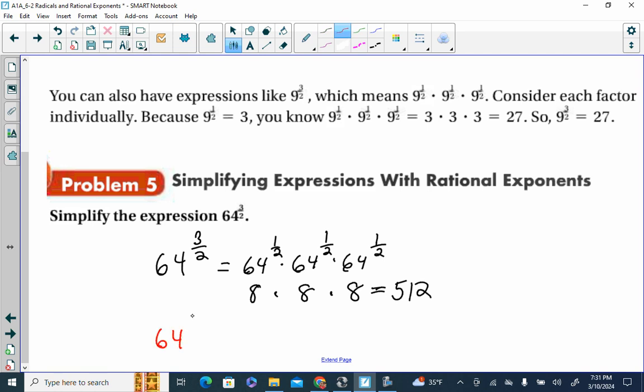Another way of thinking about this number would be this. Let's look at it another way. 64 to the 3/2. We want to take the square root of 64, which is 8, but then I have to use it as a factor 3 times, right? So that's another way of seeing the 3/2 power. We want the square root taken as a factor 3 times.